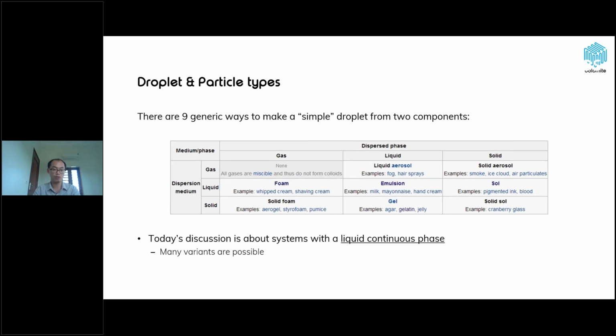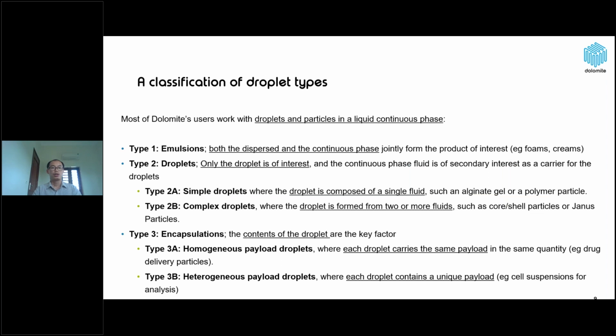solids, like solid sols. So today, the discussion is about systems with a liquid continuous phase. So we use the dispersion medium as a liquid. Many variants are possible in this. Most Dolomite users work with droplets and particles in a liquid continuous phase.